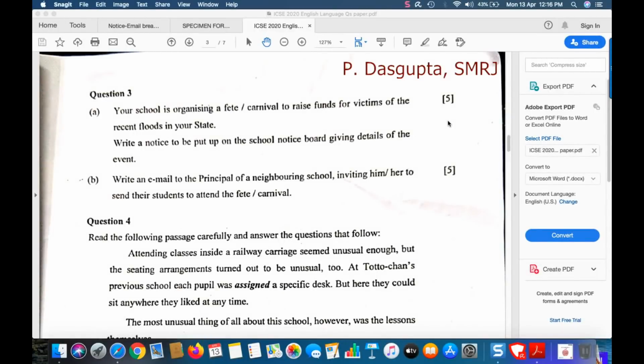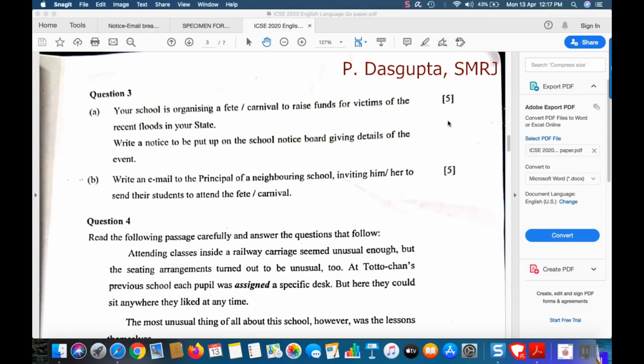Good morning, children. We continue with the discussion of the ICSE 2020 English language question paper. And today we are going to do question number 3, which is the notice and email question.